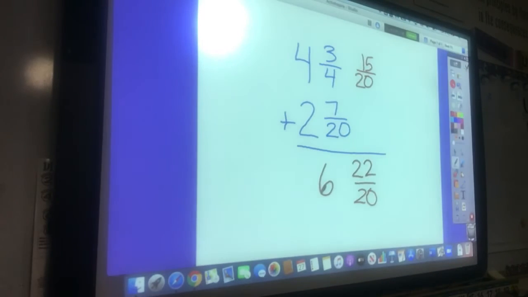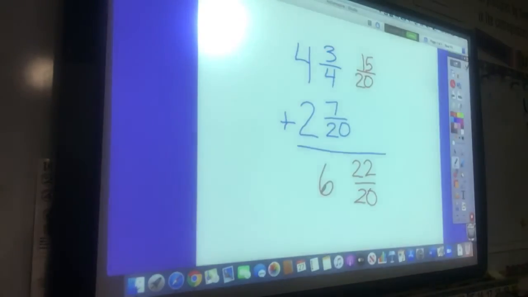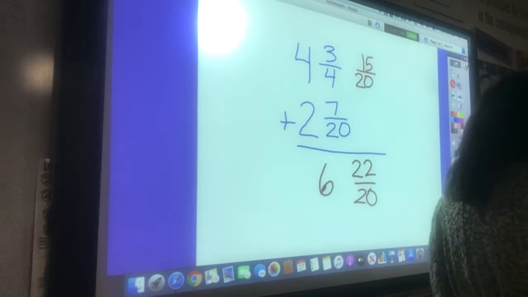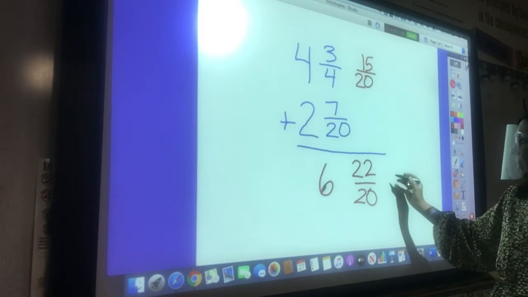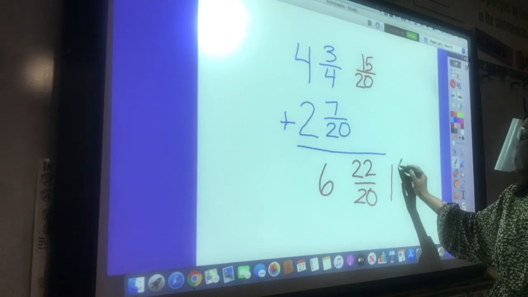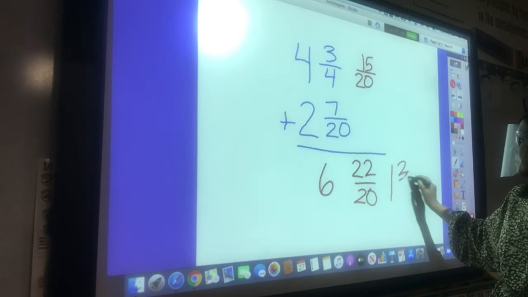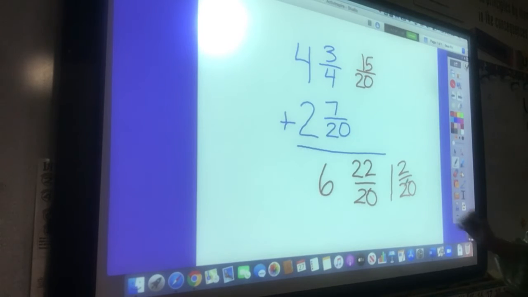Okay, so the difference in this problem and the ones that we just did is we have an improper fraction. We have 22/20. So we need to change that to a mixed number, because it can't be 22/20. So what would we get when we change 22/20 to a mixed number? Caroline? You would change it to 1 and 2/20. 1 and 2/20, which can actually reduce to 1 and 1/10.